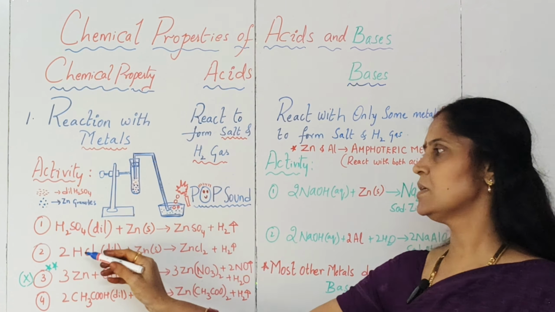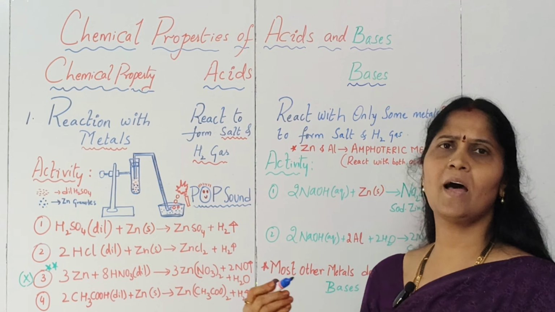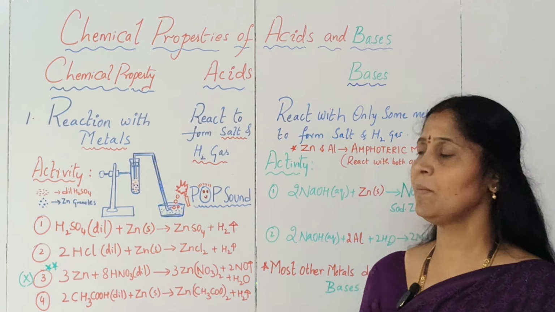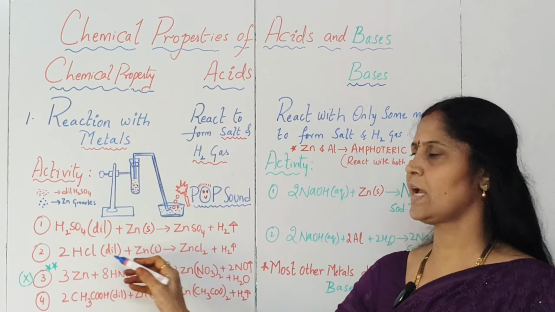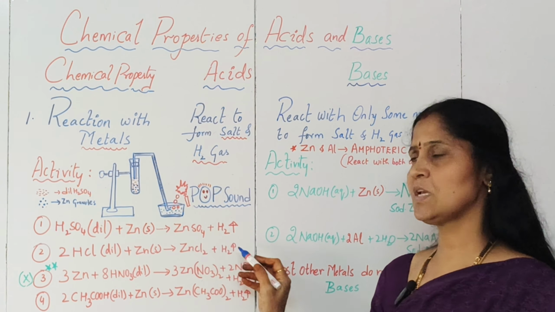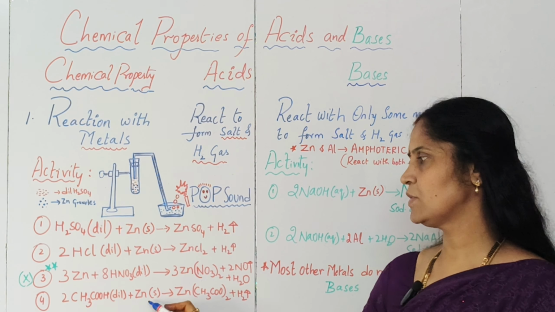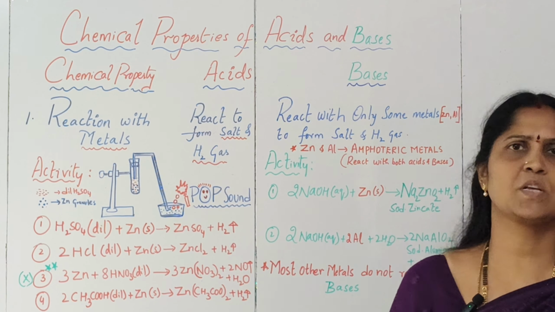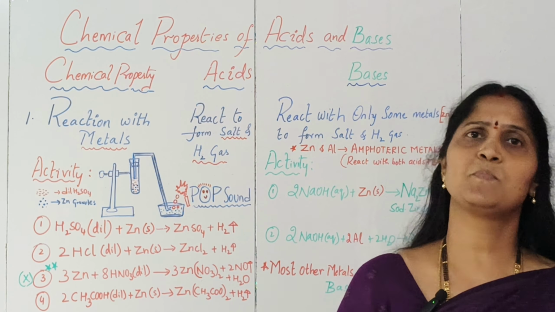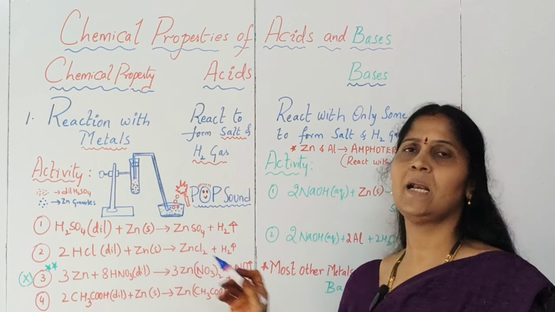Next, with any of the other acids also, the reaction would be the same. In the case of hydrochloric acid, the reaction with zinc produces zinc chloride and hydrogen gas. Acetic acid, if you take it, will react with zinc, forming zinc acetate, and hydrogen gas is liberated. But one exception you have to remember is nitric acid.